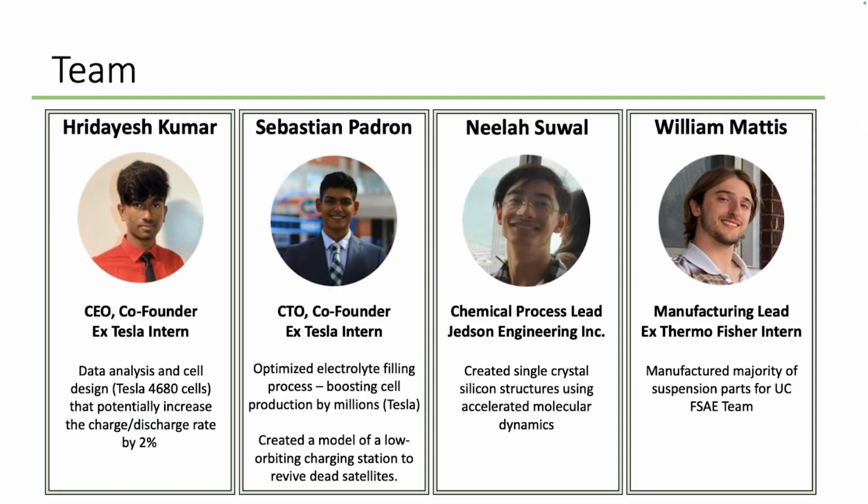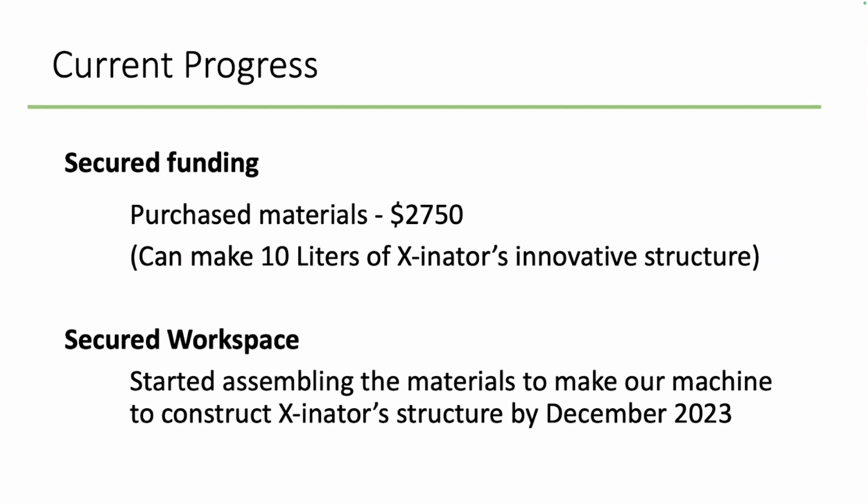So what's our team and how can we actually do this? Me and my fellow co-founder both worked at Tesla as interns, about half a year at the cell manufacturing department for the Cybertruck. And I was able to change the cell design to increase the Tesla's discharge and charging rate by 2%. Of course, my fellow co-founder has done good achievements as well. And we have a chemical process lead who's full-time in Jetson Engineering. And we have Will Mattis, who's the manufacturing lead, and he's been a Thermo Fisher intern.